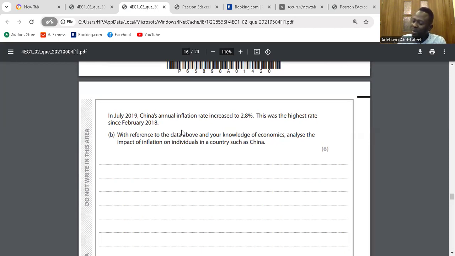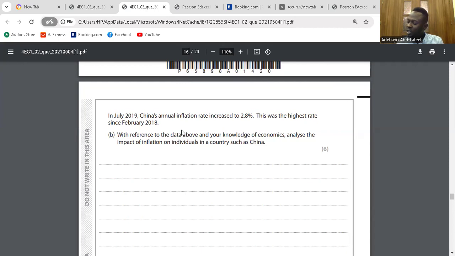This will reduce the purchasing power of households if the real wage doesn't increase. What is real wage? Real wage is the wage that has been adjusted because of inflation. Please put it in mind. So if the wage rate is not adjusted because of inflation, the purchasing power of households will fall. Is it clear, please?